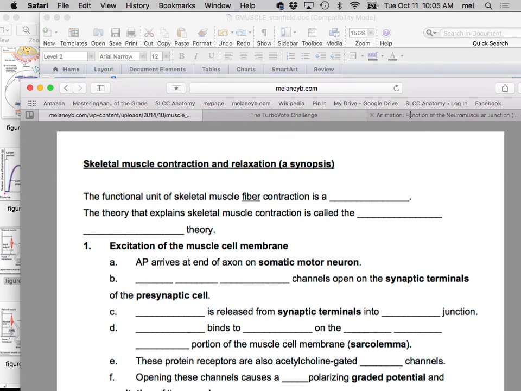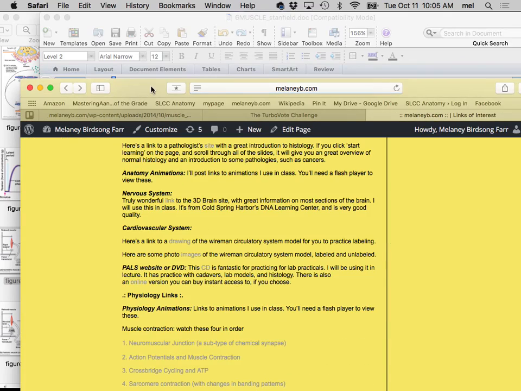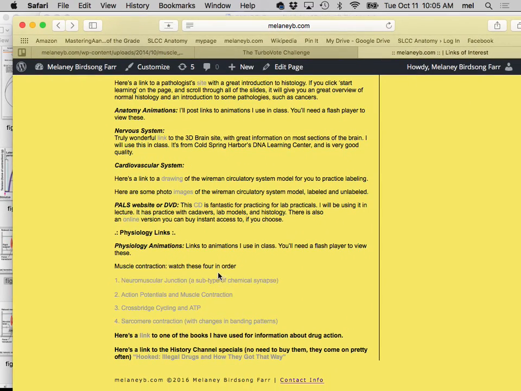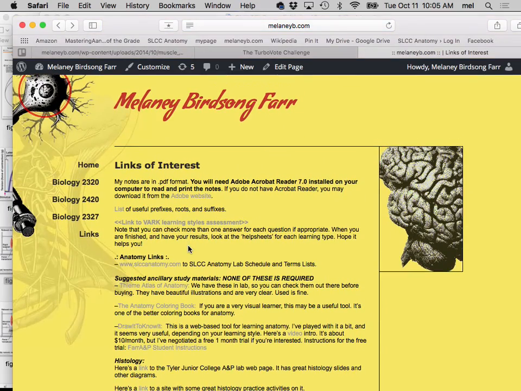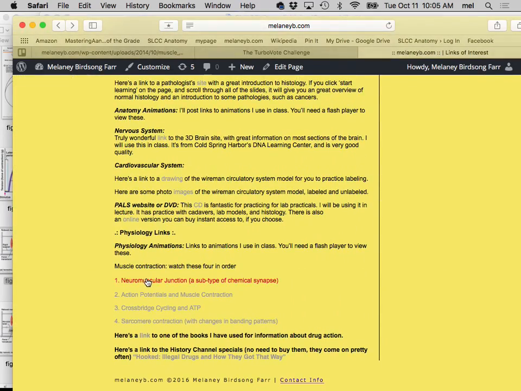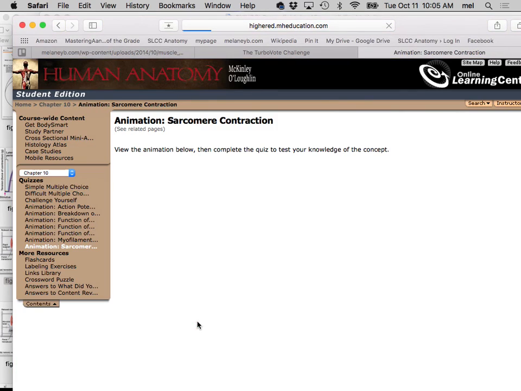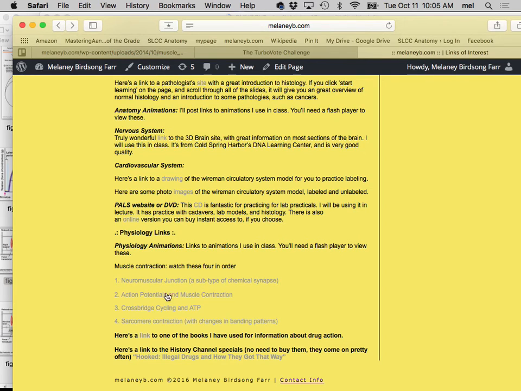If you go to the bottom of the links page of melanieb.com, I have 4 animations in order that are all related to muscle contraction. If you watch them in order, it gives you a good understanding from the beginning to the end of what happens with muscle contraction. So let's just go here. Oh, no, not that one. Let's go to this one.